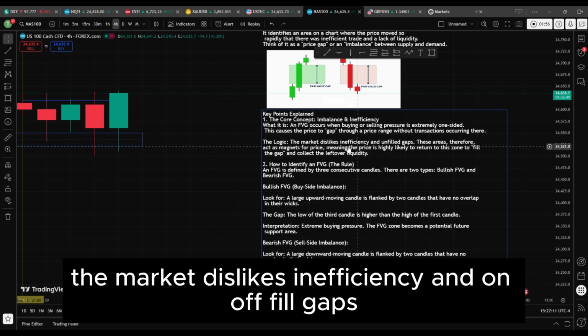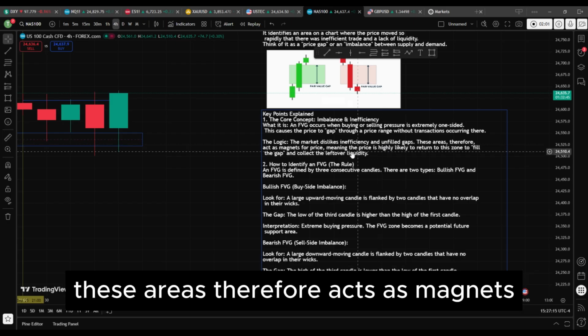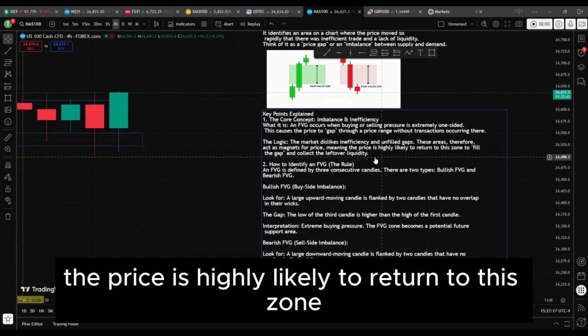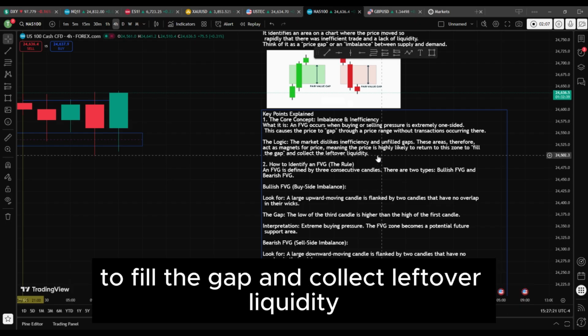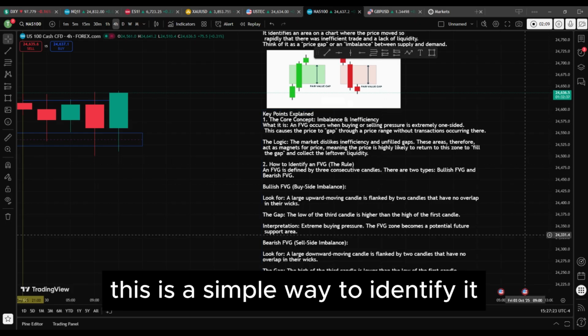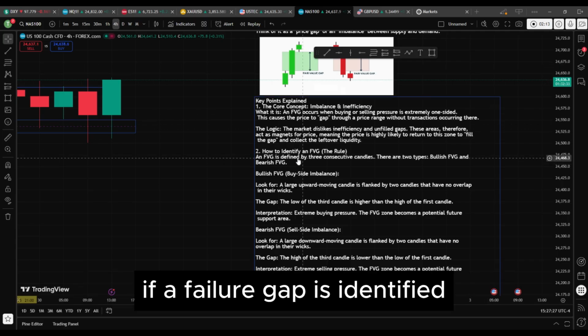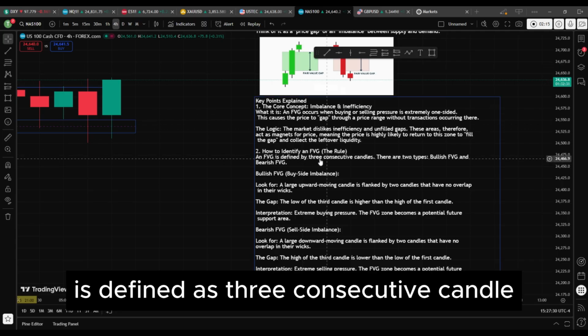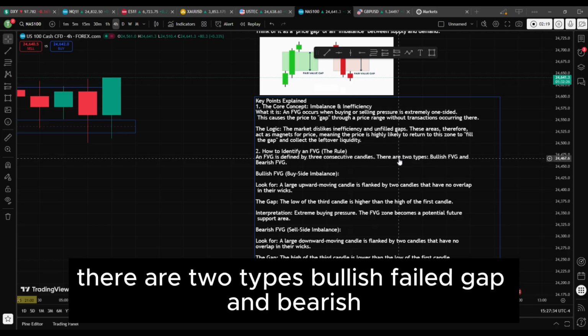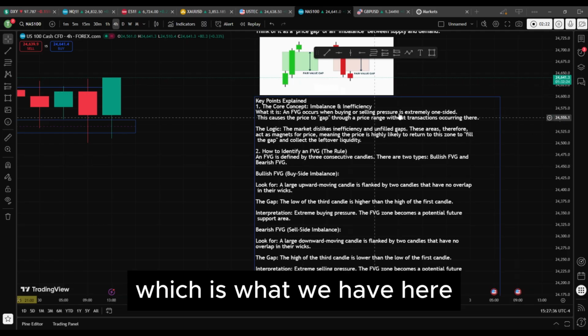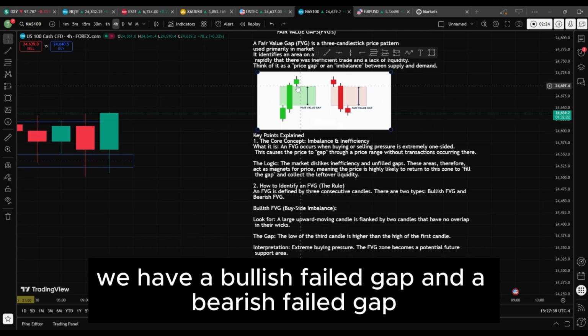The market dislikes inefficiency and imbalance. This area therefore acts as a magnet. Now, the price is highly likely to return to this zone to fill the gap and collect leftover liquidity. This is a simple way to identify it, which I already explained. A fair value gap is defined as three consecutive candles. There are two types: bullish fair value gap and bearish, which is what we have here. I have a bullish fair value gap and a bearish fair value gap.